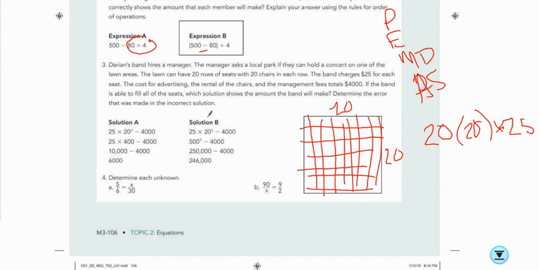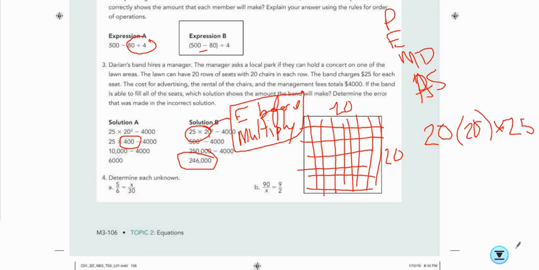So both of these have the same expression. But when we look at solution A, the first thing we do, remember, is parentheses. There's not anything there. But then we do exponents, which is what they did right here. And right here, they actually multiplied 25 times 20 first, and that is wrong because they're going to end up with way too much money, which would be great, but that's not how the math works. So in A, the mistake is right here because you do exponents before multiplying.